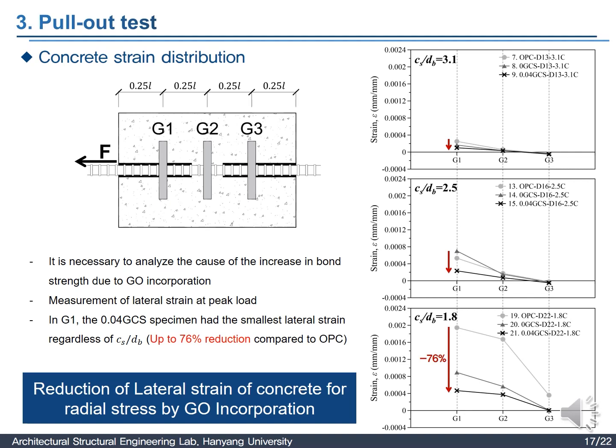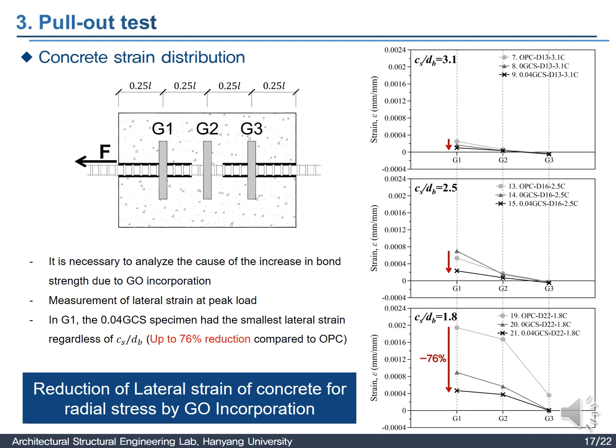In order to analyze the cause of the increase in bond strength for each concrete mixture, the lateral strain generated on the specimen during the pull-out test was measured. These concrete gauges were attached to the test specimens where cracks occurred on the side and splitting failure was expected. The lateral strain in the graph showed the lateral strain at the maximum bond strength of the specimen.